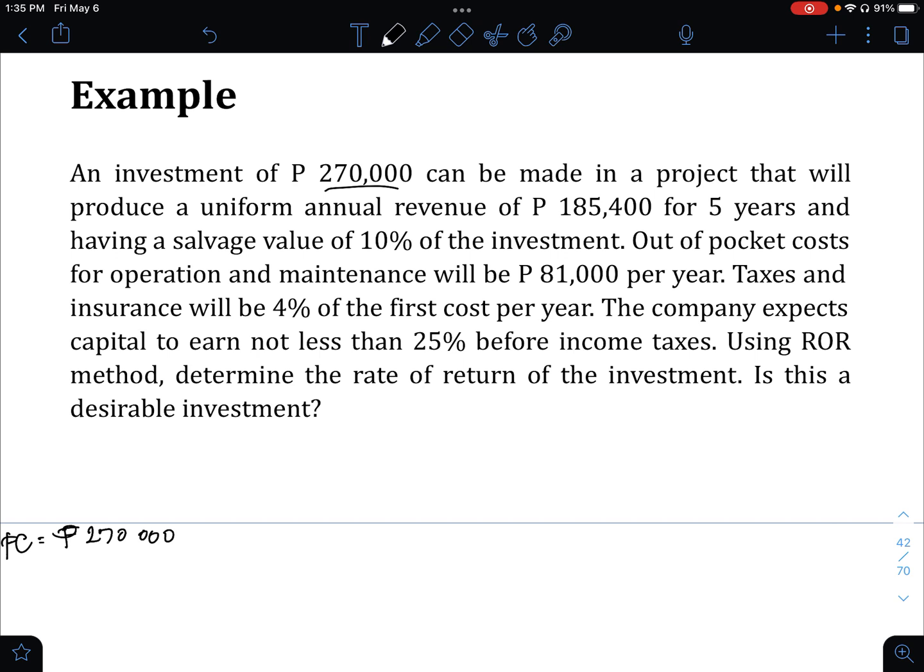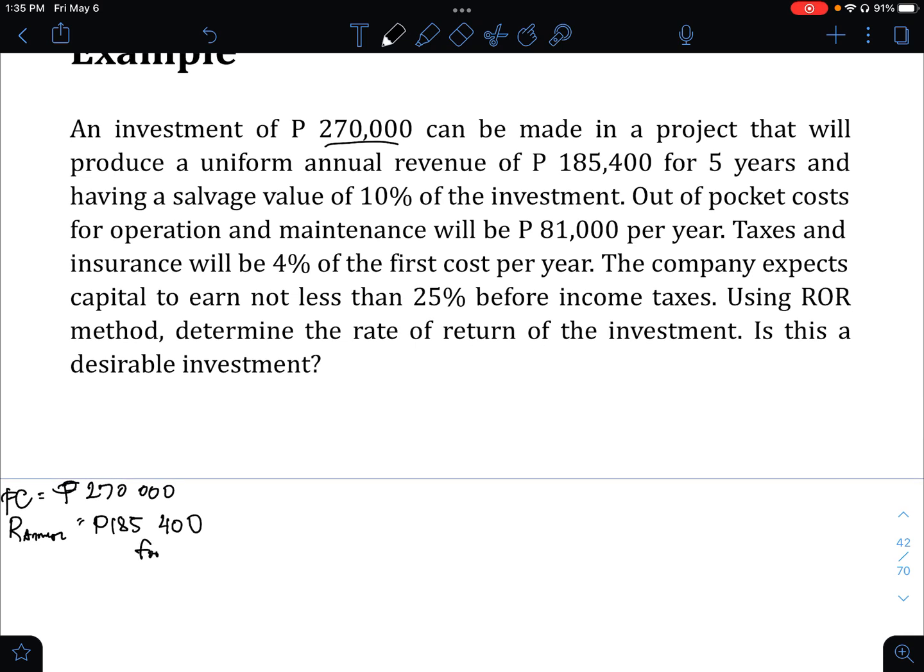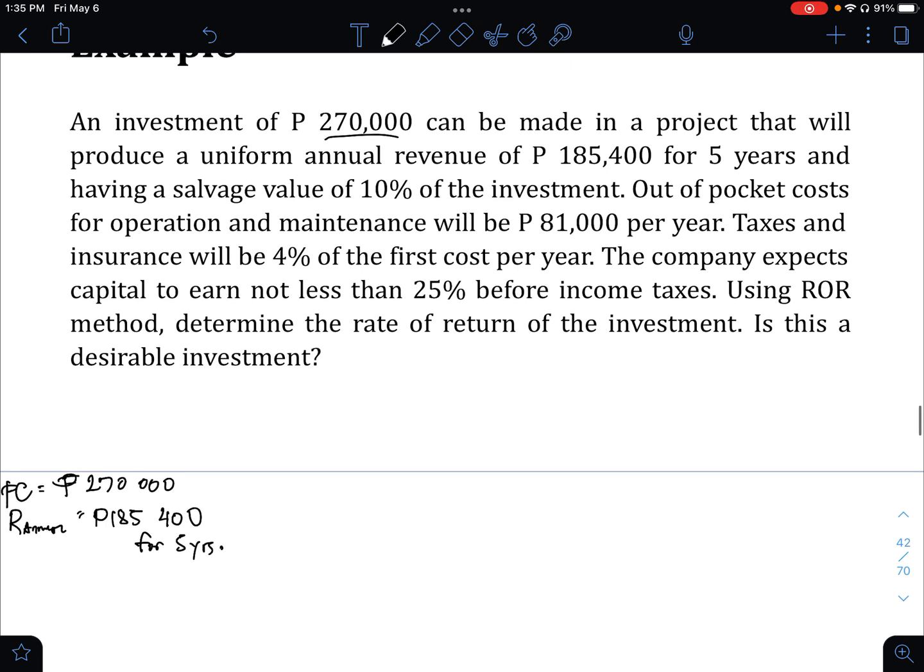And then, you have the annual revenue, annually, which is 185,400 pesos for 5 years. So our N is 5 years. And then, we have a salvage value of 10% of 270,000. So that's 270,000 times 0.10, that's 27,000 pesos. That's your salvage value.